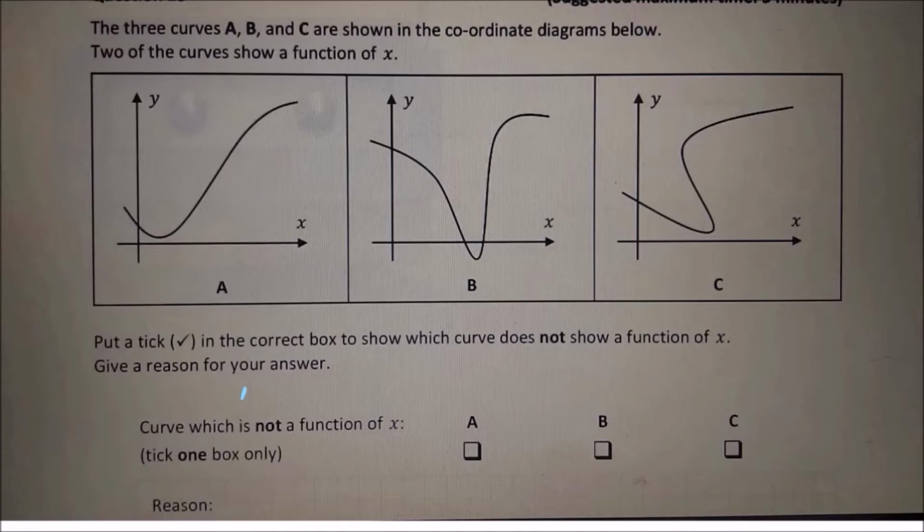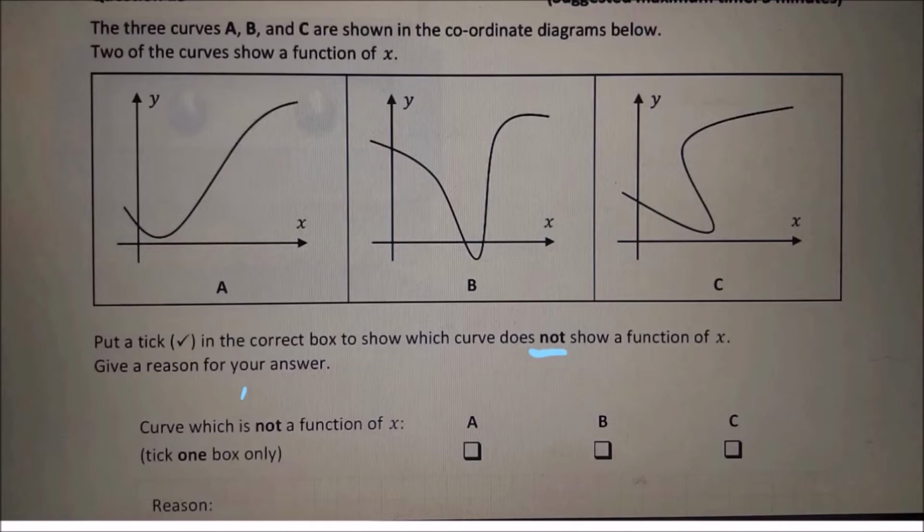So this question, it's a junior cert higher level, and it says the 3 curves A, B and C are shown in the coordinate diagrams below. 2 of the curves show a function of x, the other curve is not a function though. Put a tick in the correct box to show which curve is not a function.